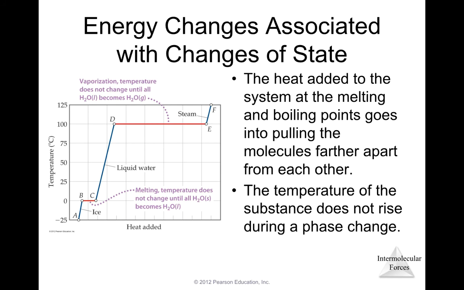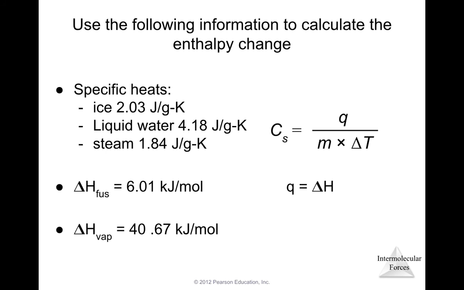So what that means is that we will not be able to use our Q equals mc delta T for those flat spots, those phase change spots. Those are actually given values. So we are going to do some calculations, and we're going to need all of this information. So go ahead and box in this page or highlight this.